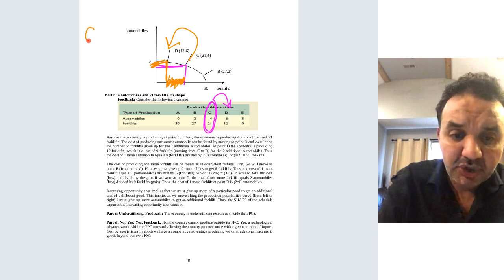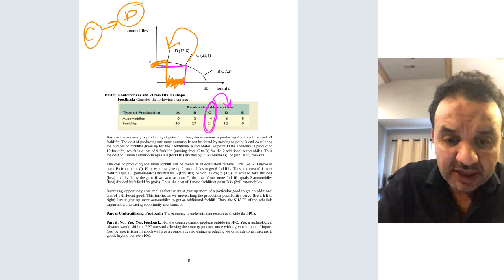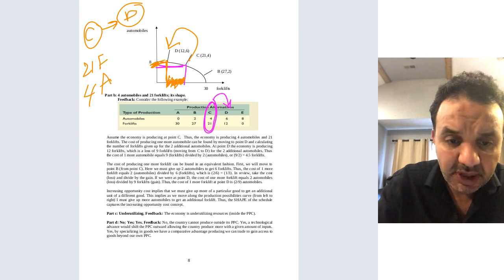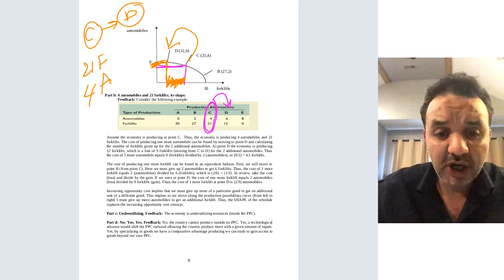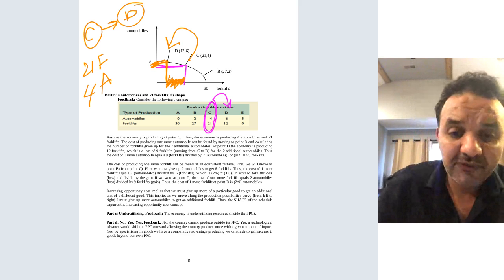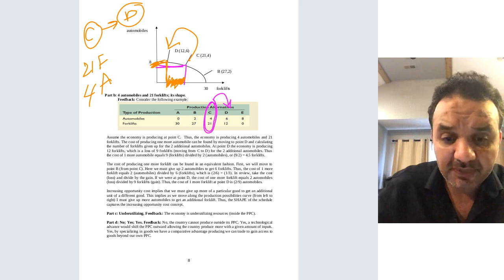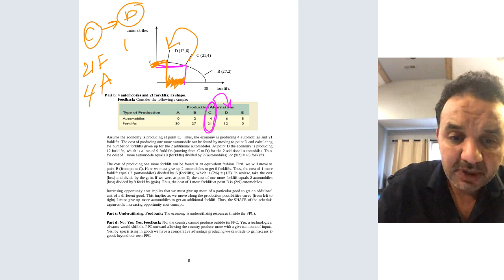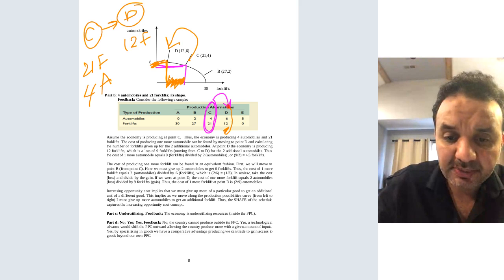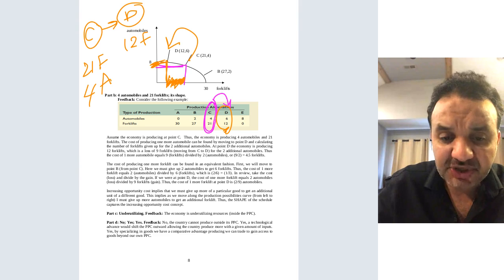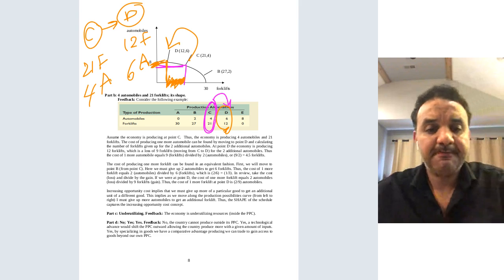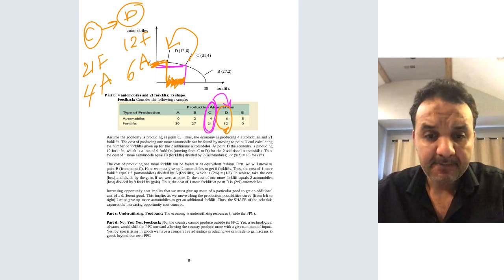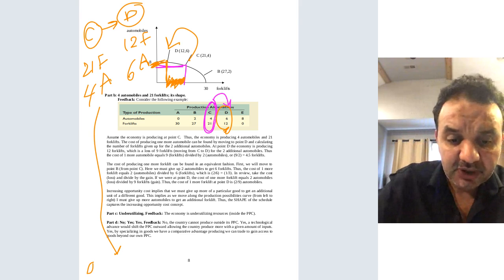So let's see this. If I move from C to D, see how many units. Let's start with this. So 21 F, right? 21 forklifts, and 4 A, which is 4 automobiles. If you want to produce more automobiles, let's move to point D. So at point D, you will have 12 forklifts, right? This is point D, and 6 automobiles.